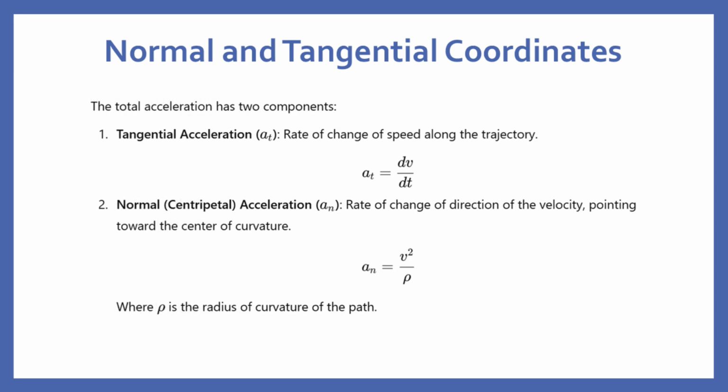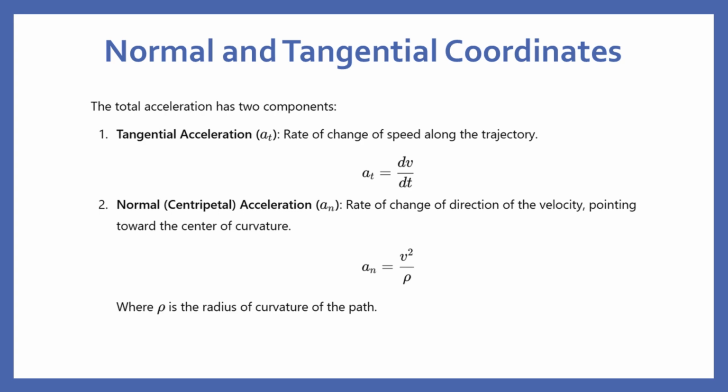Let's explore the components of total acceleration in normal and tangential coordinates. Tangential acceleration. This represents how quickly the speed of a particle changes along its path. Simply put, it's the rate at which the particle speeds up or slows down as it moves.